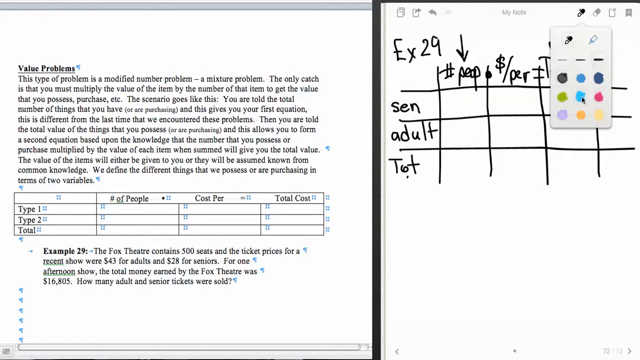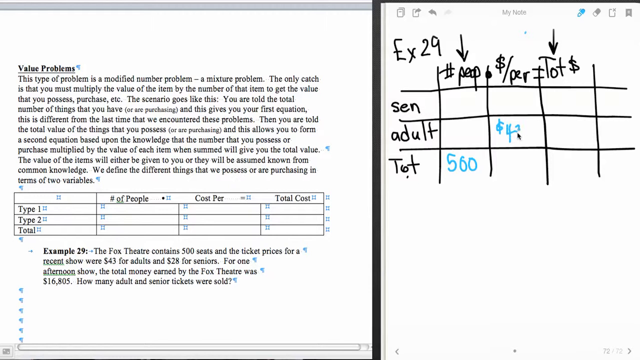So now I'm going to fill this in based upon the numbers that were in the problem. So the Fox Theater contains 500 seats. That's how many people they can sell tickets for. And then it says that the show costs $43 per adult ticket, and then it costs $28 per senior ticket. And finally, it tells us that the total money that they earned, which is a total value, is $16,805.